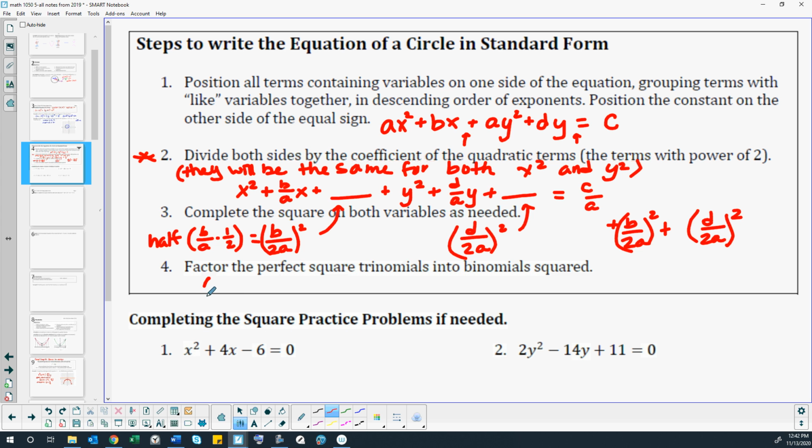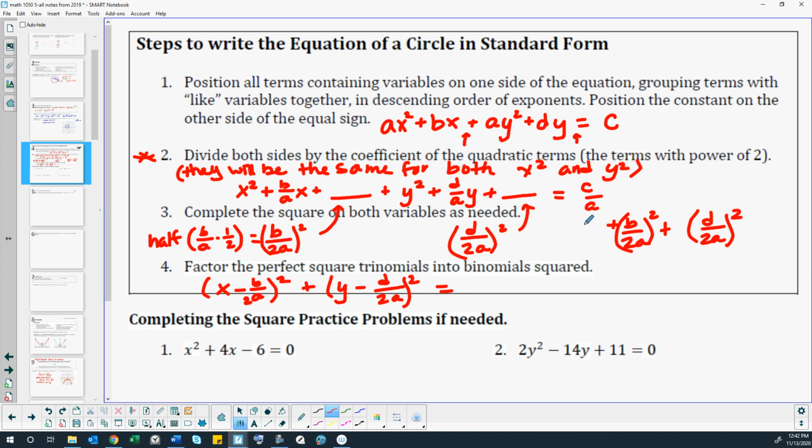Okay, and then our very last step will be to factor. So we'll have an x minus b over a, it's actually 2a, it's that number you get when you half it before you square it. And then it'll be y minus d over 2a.